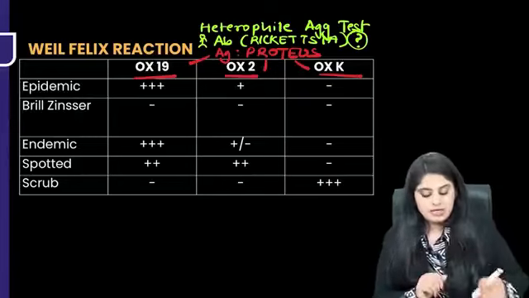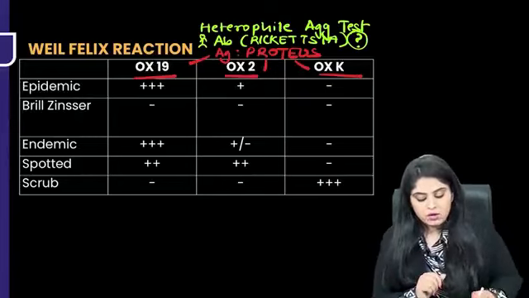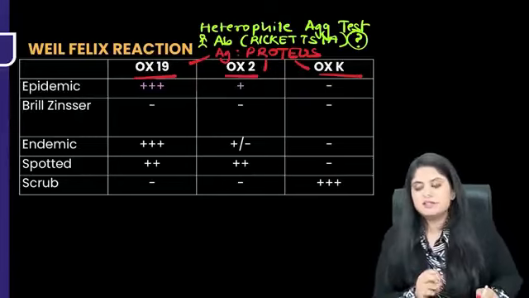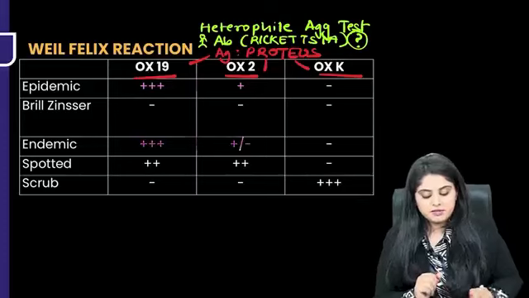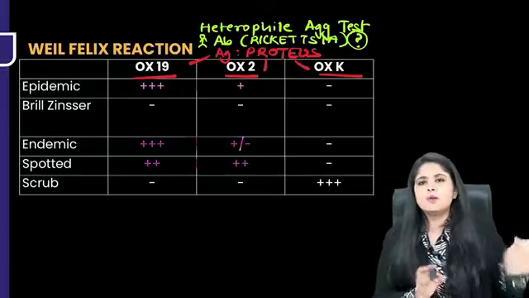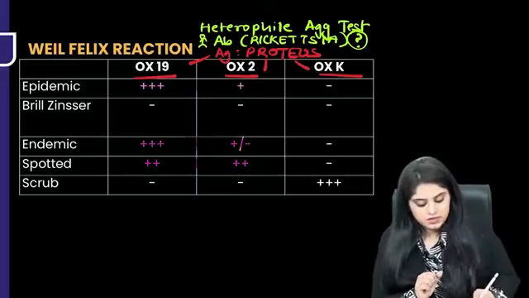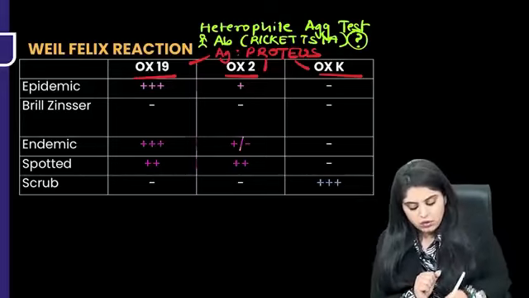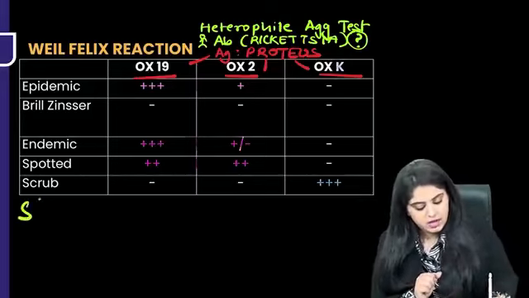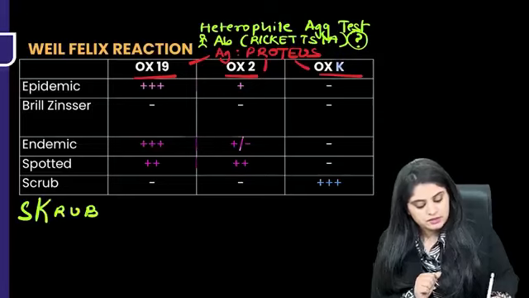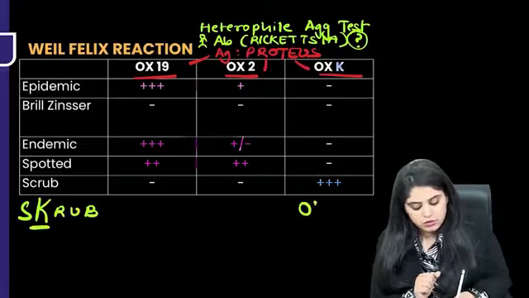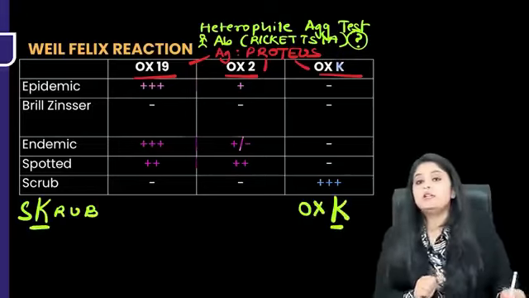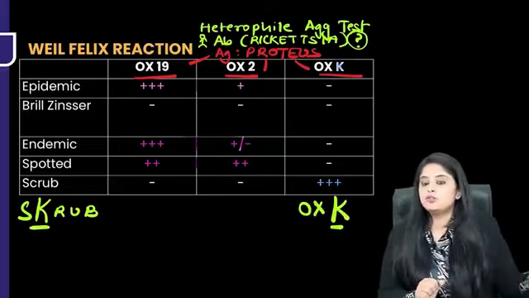So now you don't have to learn anything. Just remember this. All of them will show OX2, OX19, whether it is epidemic typhus, endemic typhus, any kind of Rocky Mountain spotted fever. In all of them, positivity with OX2 and OX19. The only one that is showing OX-K positivity, and now your mnemonic is completed, is scrub typhus. Scrub typhus is going to be the only one that will show you positivity with OX-K. Rest all of them are OX2 and OX19.